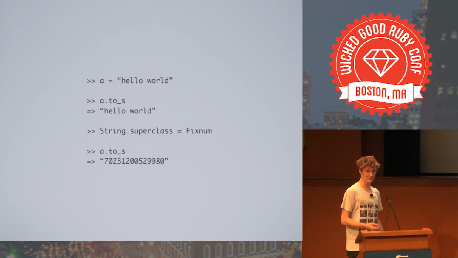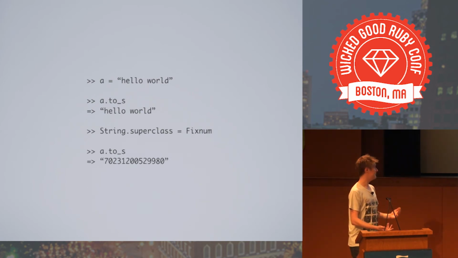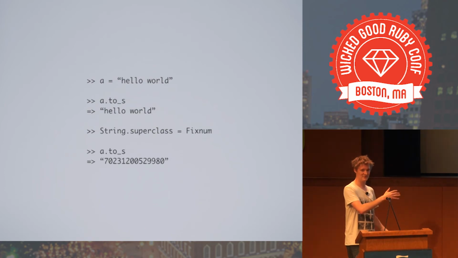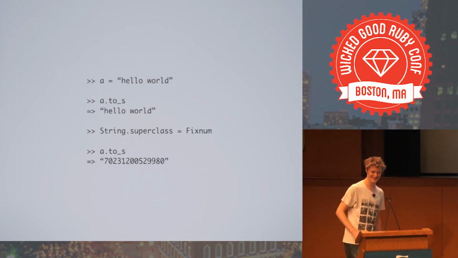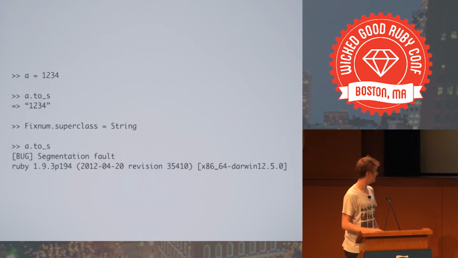We can even do this to built-in classes. If we have a string, hello world, we can call to_s on it and we get the same string back. But if we set String's superclass to Fixnum, and we call to_s on it, we get something that looks suspiciously like the object ID back. But if we try and do it the other way around, then Ruby just crashes.